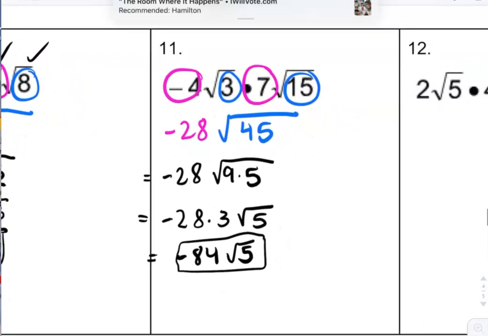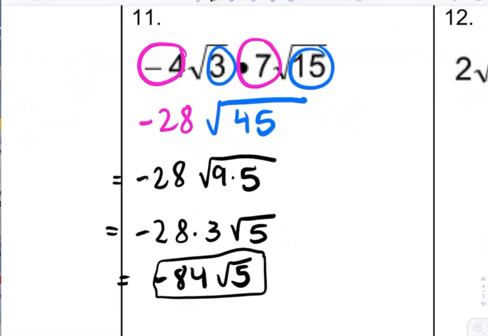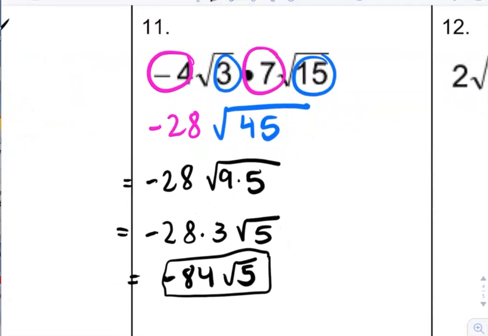For number 11, multiply your outsides. So negative 4 times 7 is negative 28. The insides, 3 times 15 is 45. And then I can simplify the square root of 45. Breaking down 9 times 5, square root of 9 is 3, and then I leave the 5 inside my radical, and then I multiply the outsides. Negative 28 times 3 is negative 84.